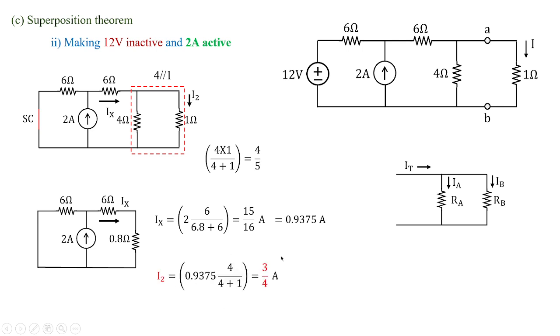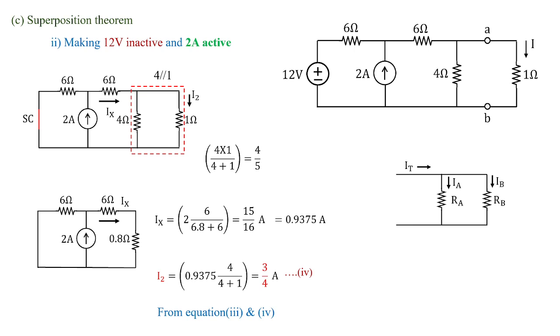So I2 would be equivalent to, the total current is Ix, so 0.9375. Opposite for the parallel combination would be 4, because I2 is flowing in 1 ohm, so the opposite will be 4. So 4 divided by 4 plus 1, that is 5. So these two are in parallel, that is why the current which you obtained here is once again 3 by 4 amperes.